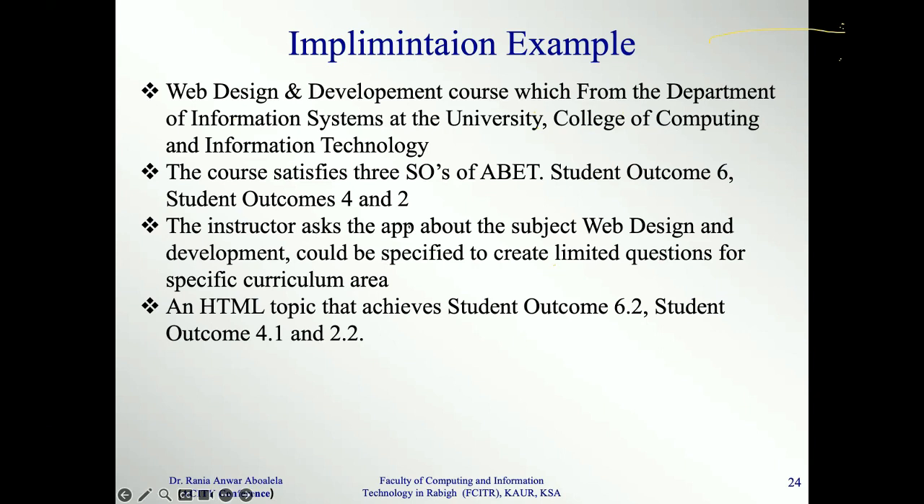Now, if we create a ChatGPT special for the information system program that follows the requirements of NCAAA and ABET, we ask the program about the subject of web design, and maybe ask from a specific chapter. For example, a topic of HTML that achieves student outcome 6.2, student outcome 4.1 and 2.2. This is from the ABET.